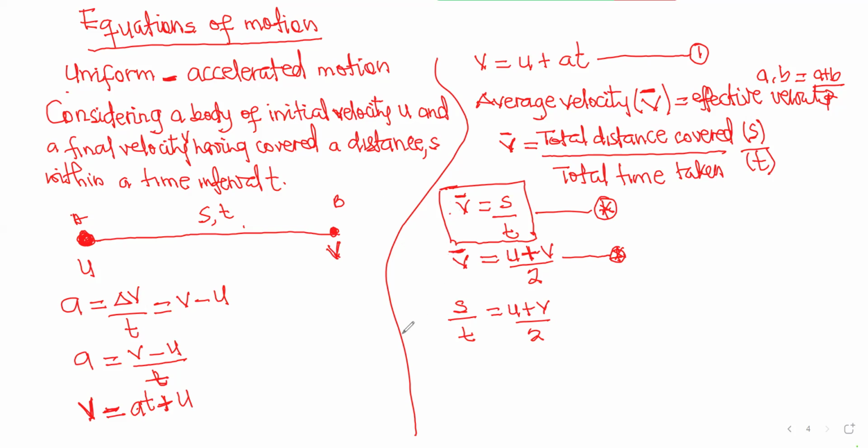So we have two velocities, U, the initial velocity, and V, the final velocity. So the average velocity can also be found by summing the two velocities and dividing by their number. I hope that's okay.